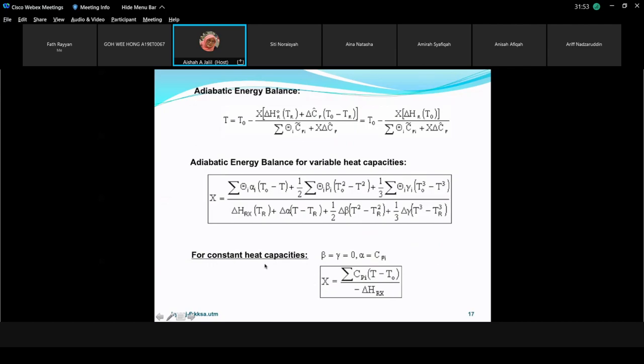Okay, for constant heat capacities, you will use this one, in which beta equals 0, gamma equals 0, and alpha equals CPI. So you just remember this equation to get the X.